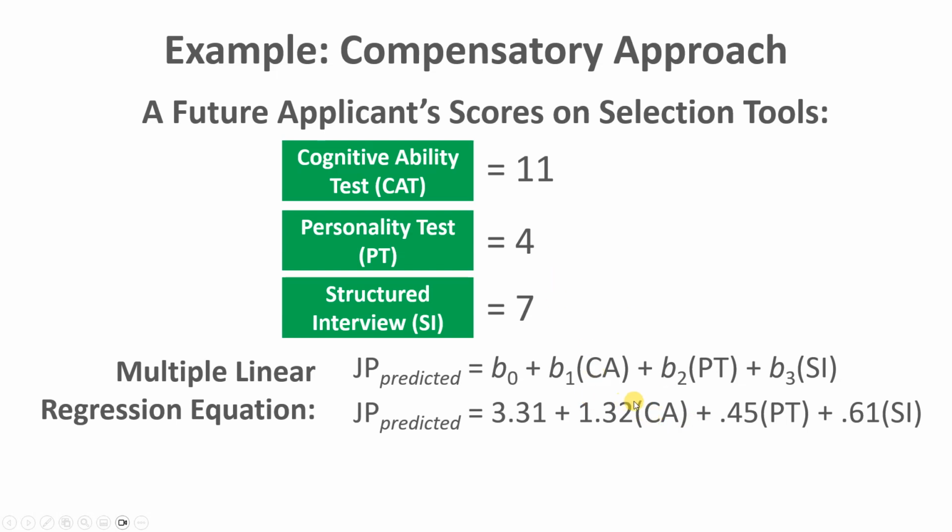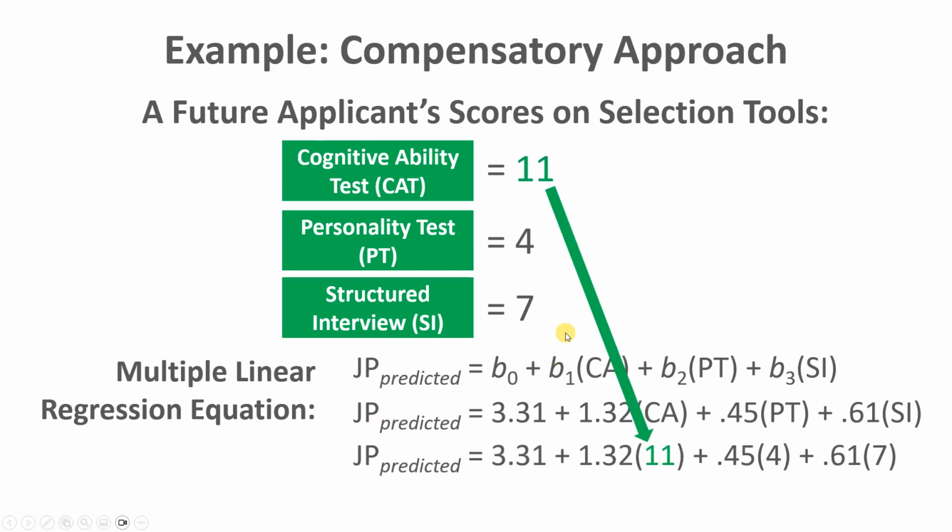We can plug these into our regression equation to then predict a specific value for the criterion, which again is job performance in this instance. So here we plug the score of 11 on the cognitive ability test into the cognitive ability variable here, which again, here's the regression coefficient associated with the relationship between cognitive ability and our criterion of job performance. Next, we plug the value of 4 for the personality test into our equation here. And again, this 0.45 value represents the relationship between our personality test and our criterion of job performance.